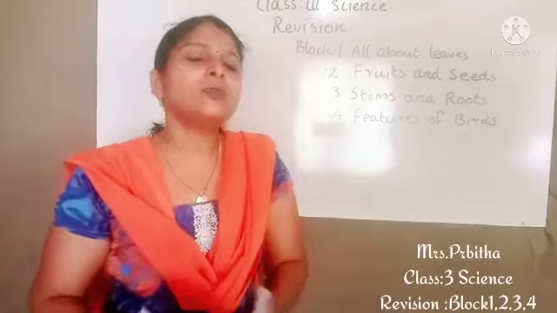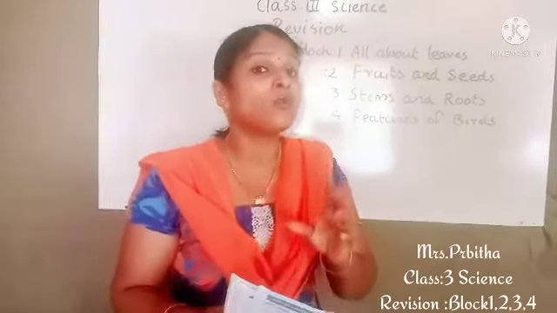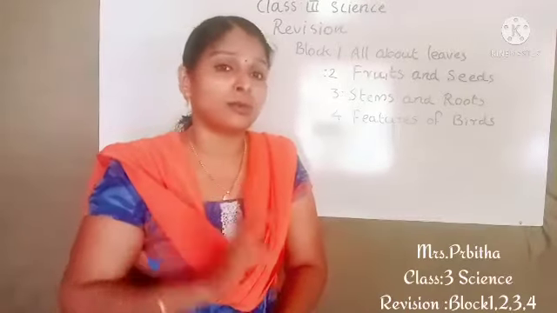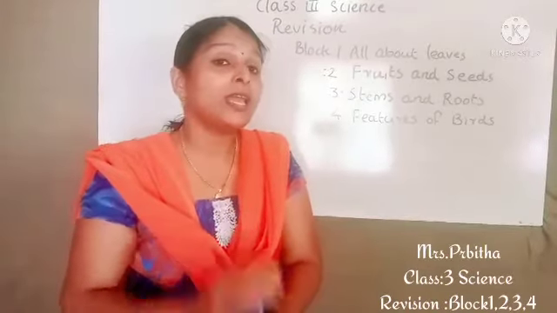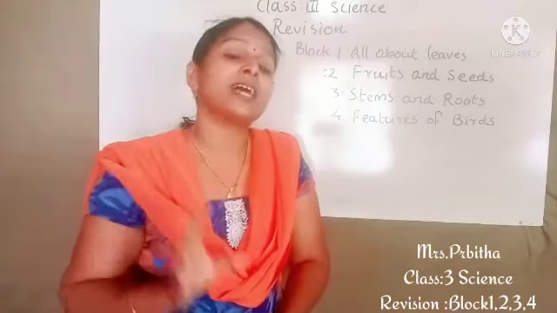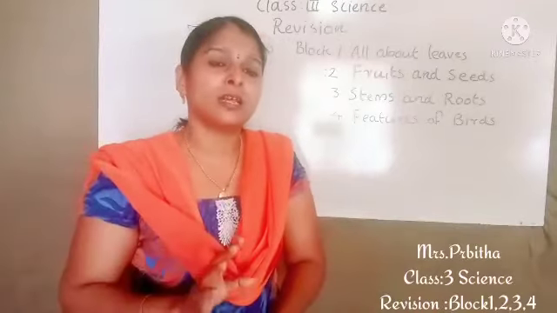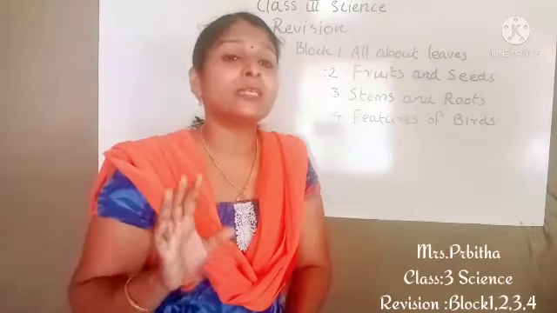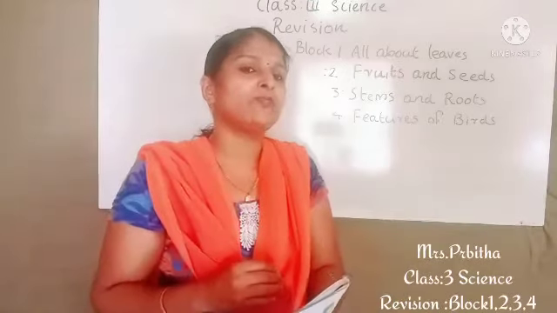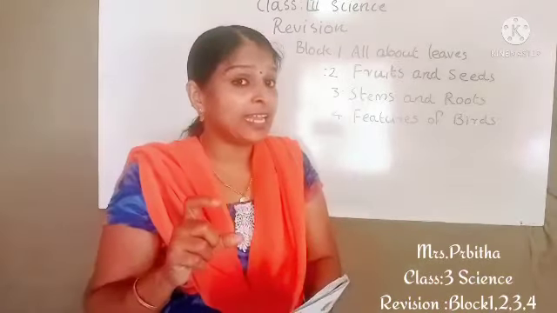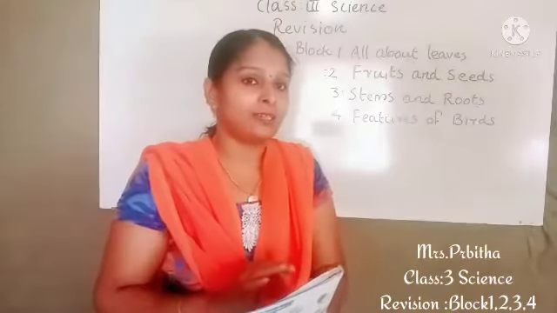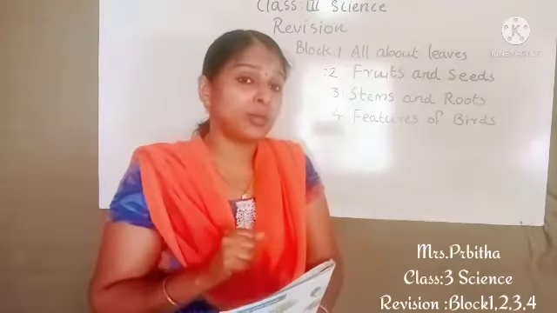The next part is about fruits and vegetables. How can we understand whether a thing is a fruit or a vegetable? How can we understand it, children? Fruits are the things that have seeds inside them. The things that do not have seeds inside them are called vegetables. Then another difference between fruit and vegetable: fruits we can eat raw, but vegetables we need to cook and eat. Another one more difference we can say.